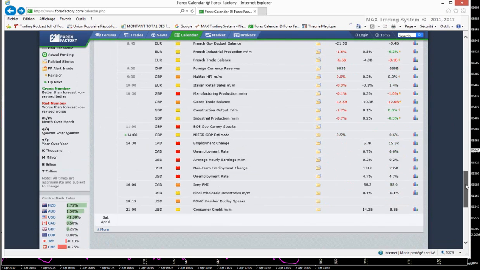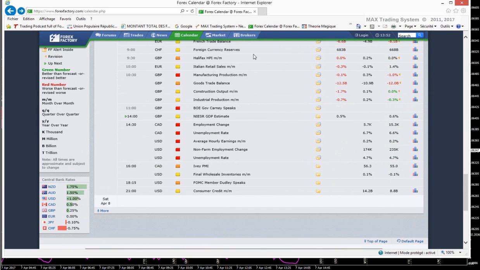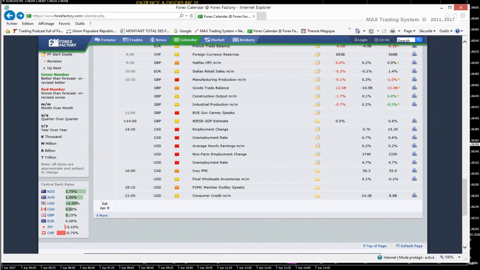And I will not bet on the fact that the ADP is positive to bet that the non-farm will be positive too. Perhaps yes, perhaps not. So we have to wait and see. Wait and see, as the British always say.